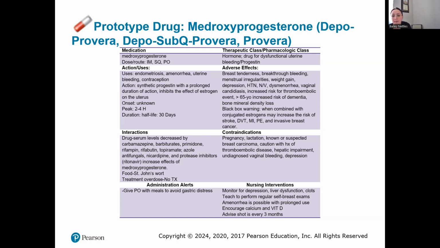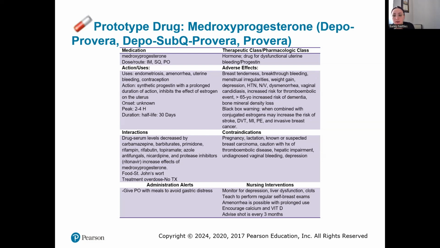Black box warning when combined with conjugated estrogens and may increase the risks of stroke, DVT, heart attack, pulmonary embolus, or invasive breast cancer. We want to avoid drugs that have serum levels decreased by carbamazepine, that is a seizure med, barbiturates, primidone, rifampin, rifabutin, topiramate, azole antifungals, nicardipine, and protease inhibitors increase the effects of the medication. Avoid St. John's wort.